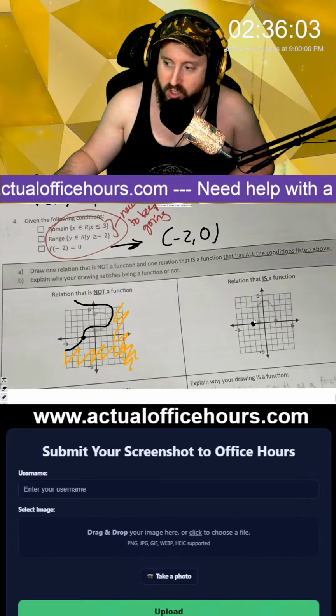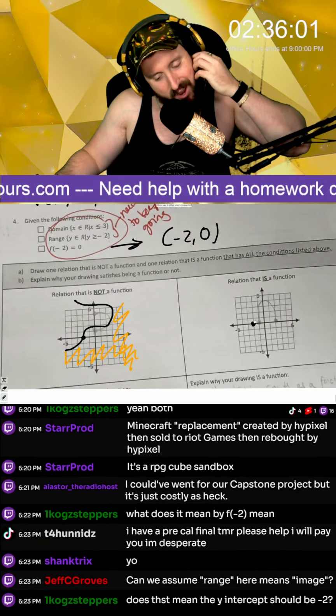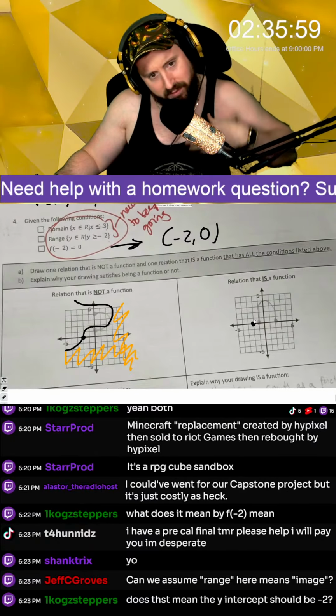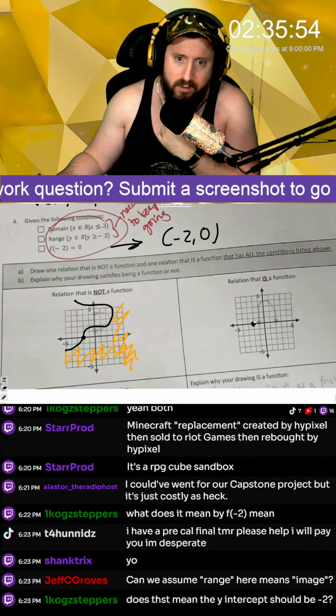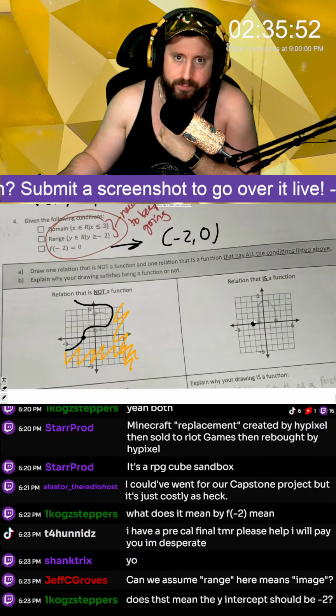Can we assume range here means image? Range? No. Image is a weird term for math for you. Image is a different thing. That's like sets and stuff. Range just means y values.